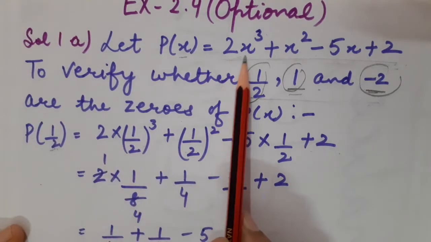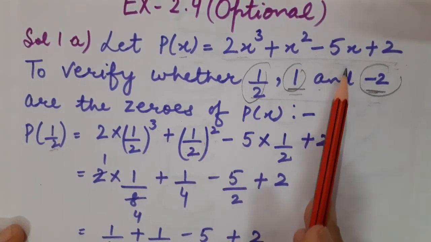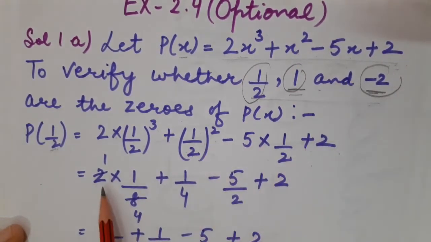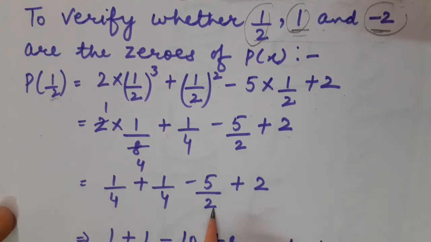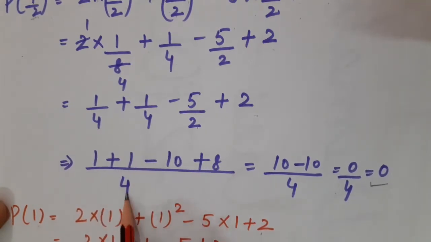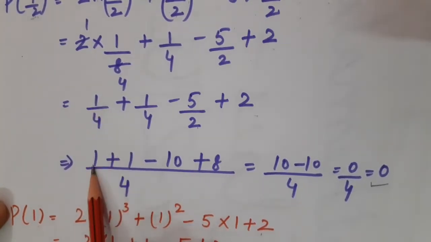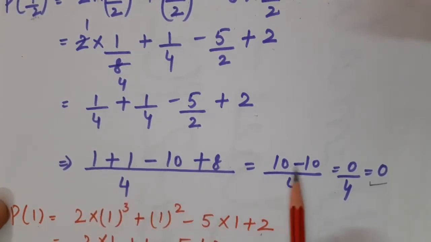This is 2 into, at the place of x I am putting half, half cube plus half square minus 5 into half plus 2. Solving them, 2 into 1 upon 8 plus 1 upon 4 minus 5 upon 2 plus 2. After cancelling I have got 1 upon 4 plus 1 upon 4 minus 5 upon 2 plus 2. Children, now I am going to take the LCM. LCM will be 4. 4 divided by 4 will give you 1, 1 into 1 will give you 1. In the same manner, this is 1 plus 1 minus 10 plus 8. So 1 plus 1 plus 8 has become 10, minus 10 upon 4, that is 0 upon 4, is equal to 0.